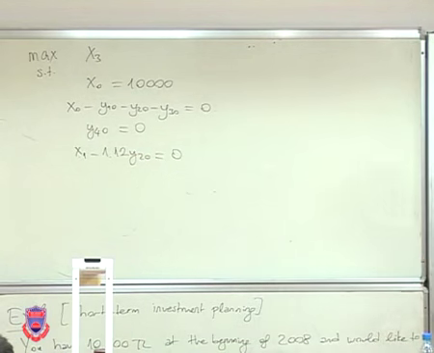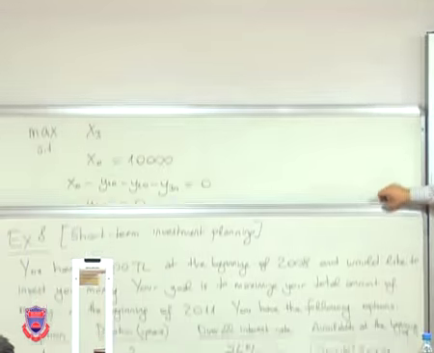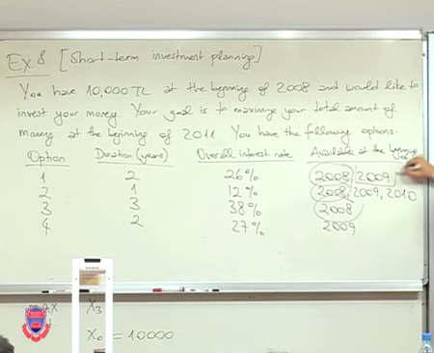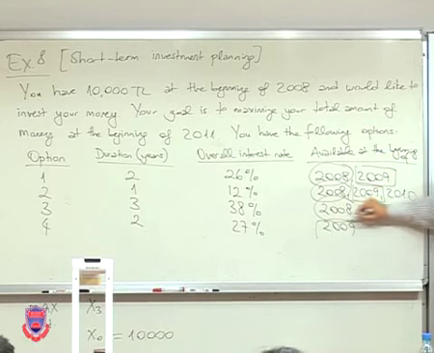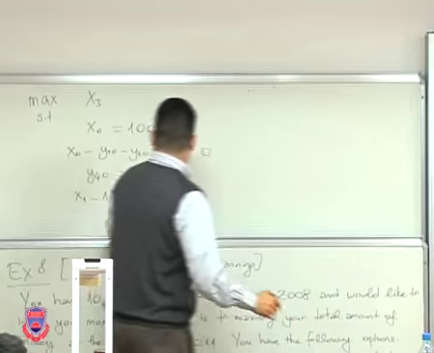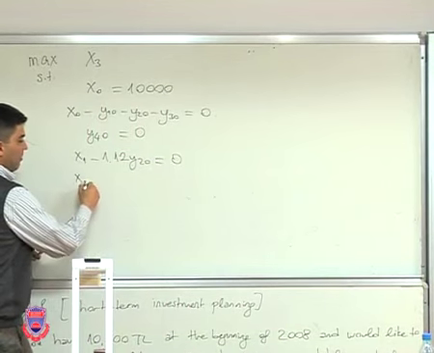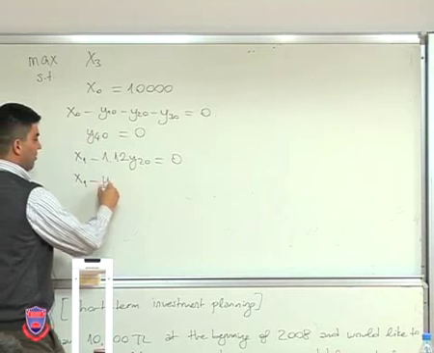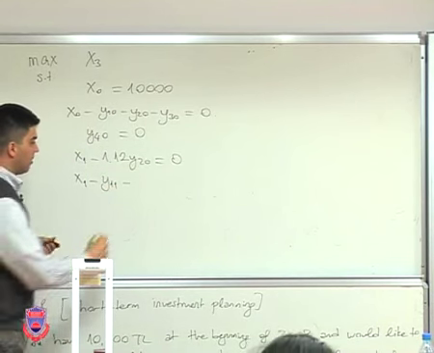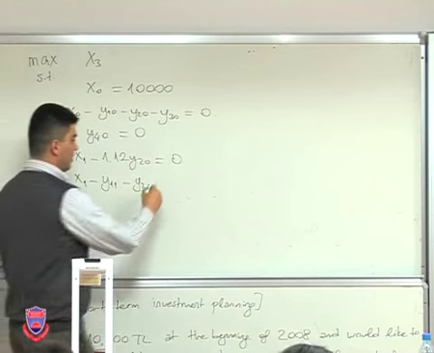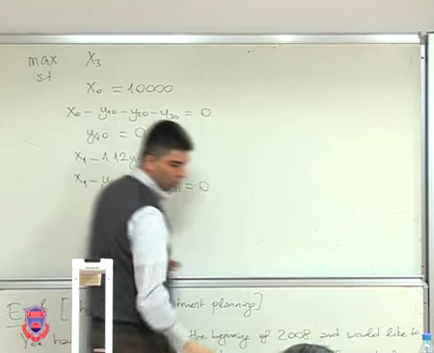Now I'm going to go back and reinvest my money right here. So I ask myself the same question: what are my investment options in 2009? Well, I can invest in option 1, or option 2, or option 4. So now I'll just play the same game. Since I have to invest everything I have, x1 minus y11 for the first option, minus y21 for the second option, or minus y41 for the fourth option, and this should be equal to 0.